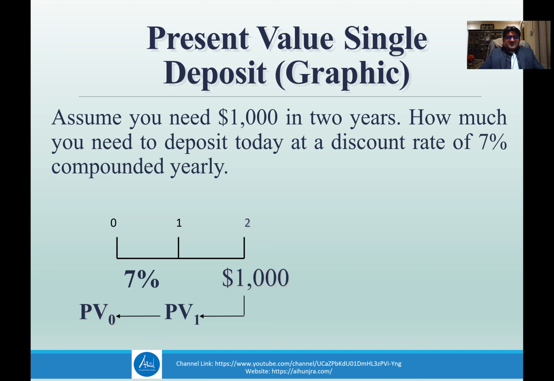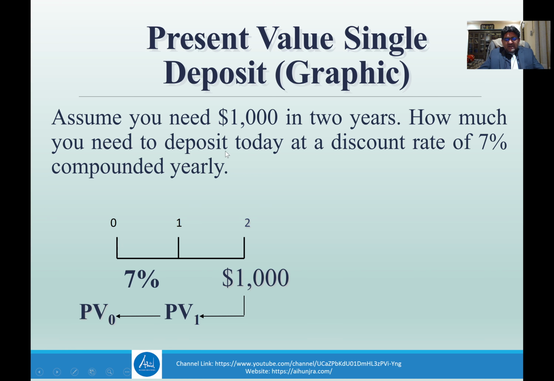So here is an example. Assume you need 1000 in 2 years. It means after 2 years you require 1000. What is this? This is future value. Here it's your target amount. You want to have 1000 after 2 years. Its future value is 1000. The value of n is 2. How much do you need to deposit today?